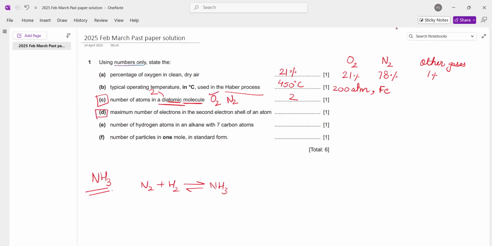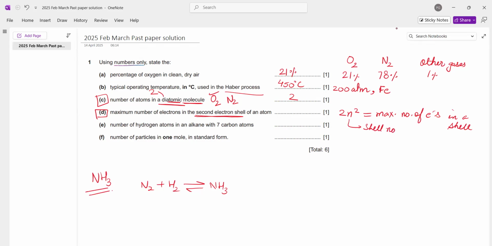For part D, they're asking the maximum number of electrons that can be there in the second electronic shell of an atom. So they're asking how many maximum electrons can be there in the second electron shell. Now we have a small formula for this. That's 2n squared, which tells us the maximum number of electrons that can be there in a shell, where n is nothing but the shell number.